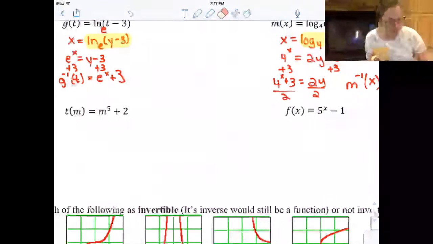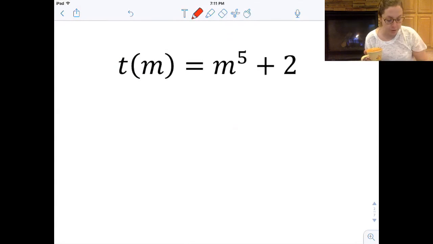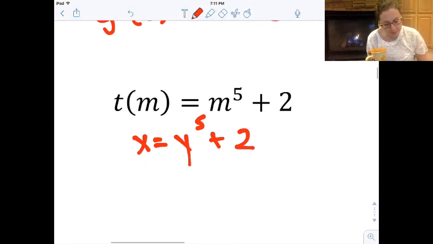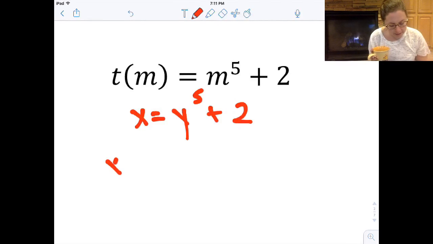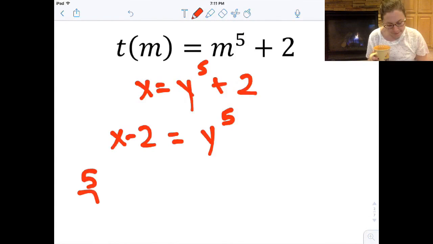So on one like this, I'm going to switch my x and y, so x equals y to the 5th plus 2. Now I'm going to solve, so x minus 2 equals y to the 5th. And notice that this is not exponential. It is not a number to an exponent that's unknown. So I can undo raising something to the 5th by taking a 5th root. So 5th root of x minus 2 equals y, or in other words, t inverse of m is the 5th root of m minus 2.